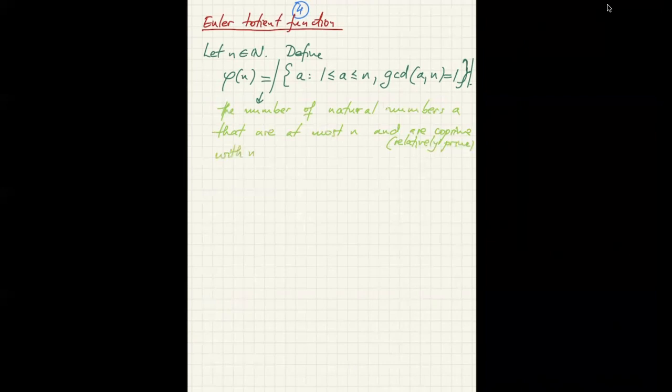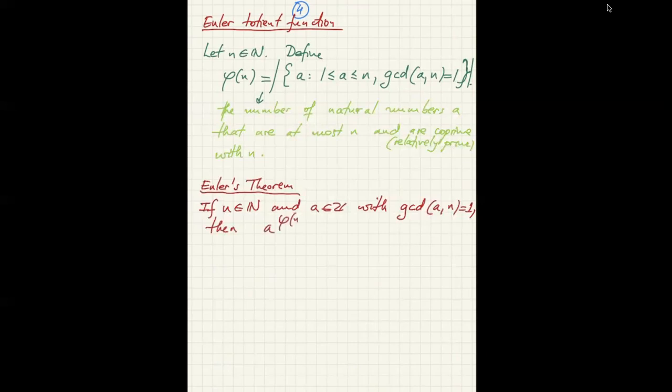You've seen this function in probably your undergraduate courses. It appears in Euler's theorem, one of Euler's theorems in number theory, where if n is a natural number and a is an integer which is co-prime with n, then a to the power phi of n is congruent to 1 mod n.